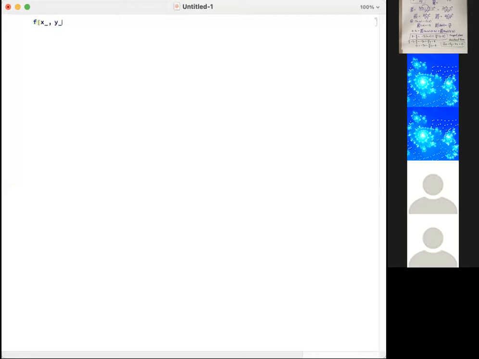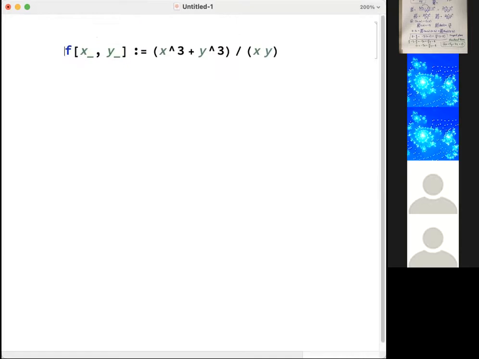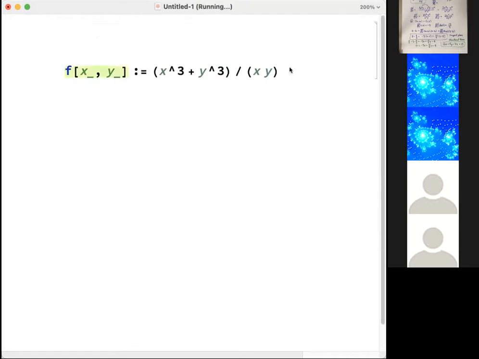f of x comma y underscore, equals x raised to the 3 plus y raised to the 3. We'll get some parentheses in there, divided by x times y in parentheses. Okay, so that's an appropriate way to express this. Let's leave it that tall. Bring it down here where you can read it and insert that.